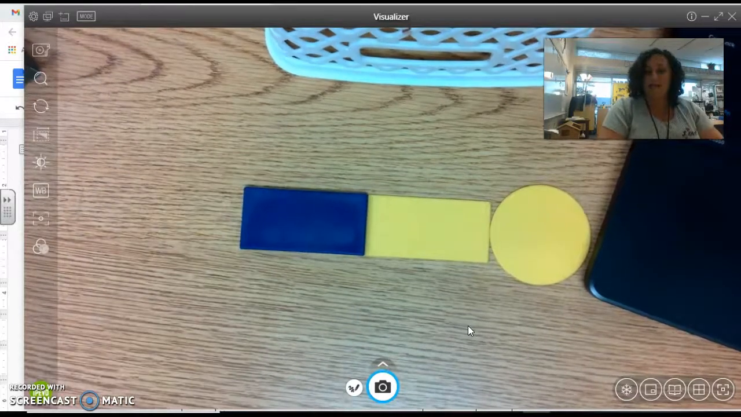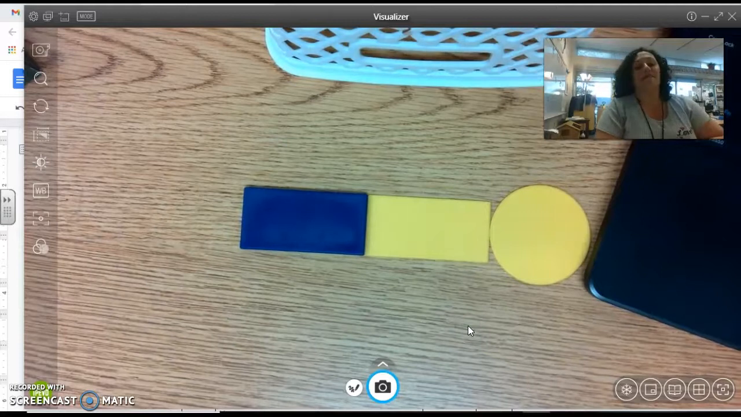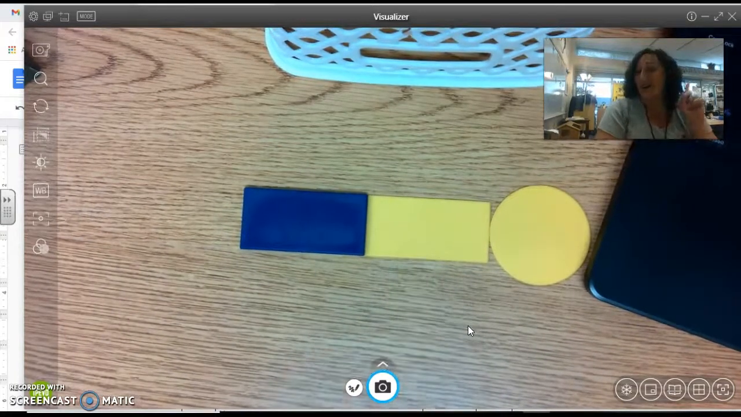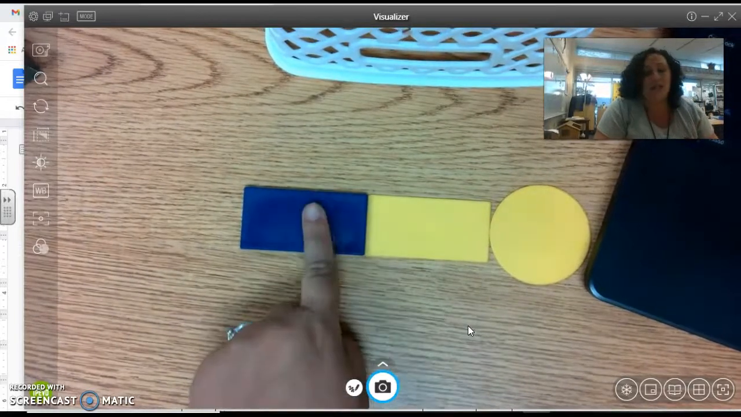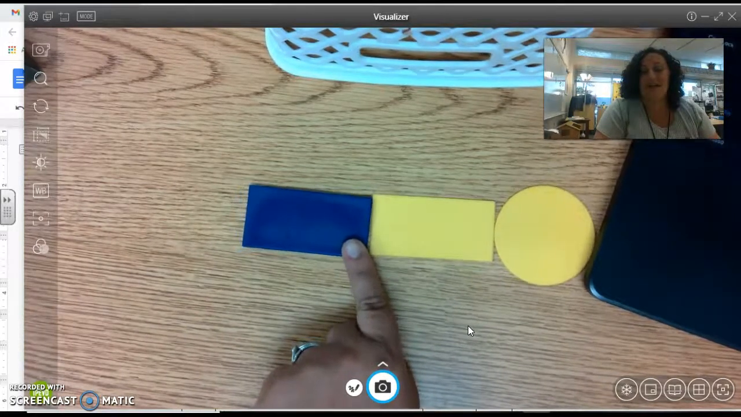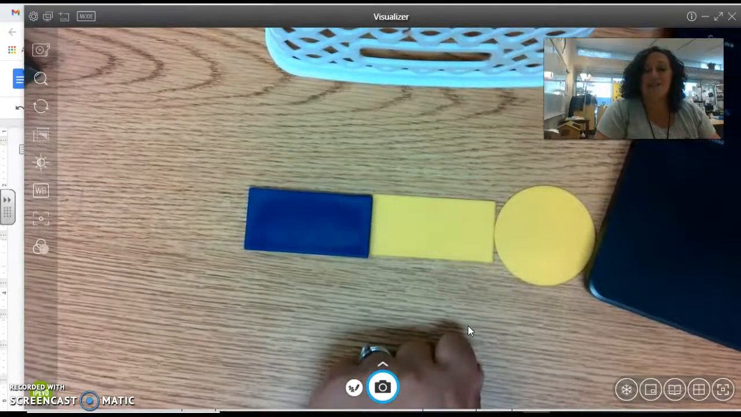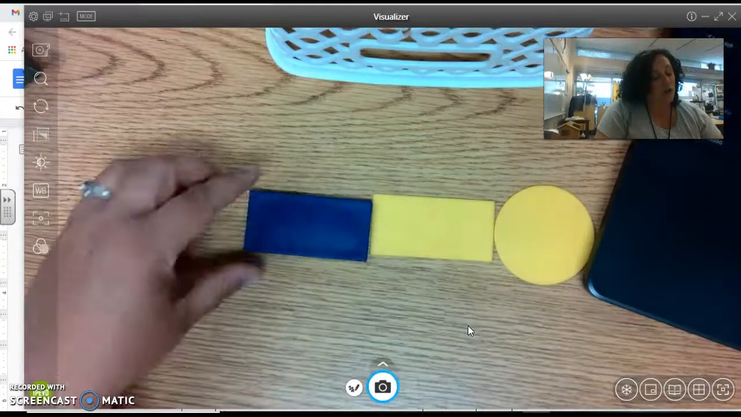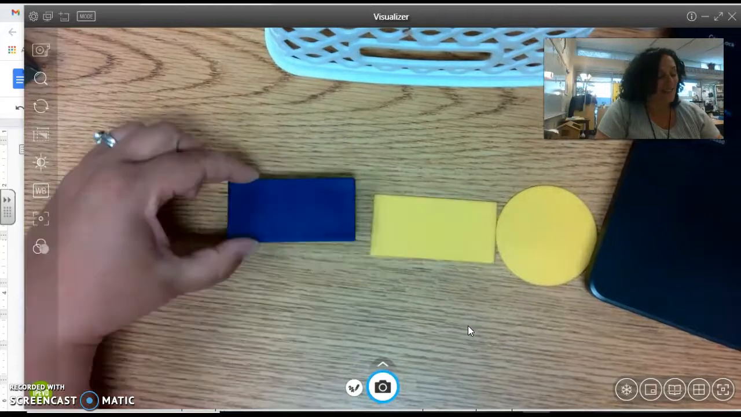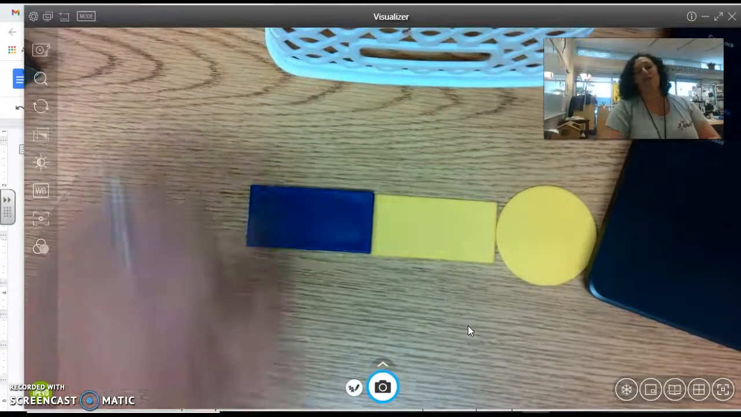Wait a minute. Sally, you can't put that there. It's not the same color. Oh, how does this block that Sally chose match my block? It's a rectangle. That's right, they're the same shape. Also, I want to show you, also the same size, right? Very good. All right, now it's my turn.